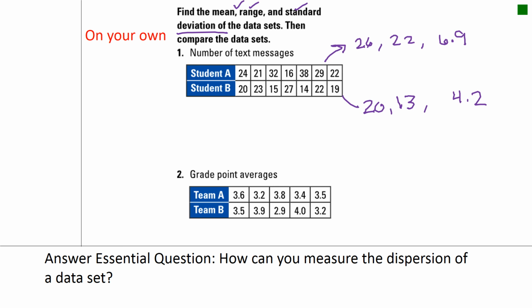In comparing student A to student B, student A's mean, range, and standard deviation are all greater than student B's. So they send more text messages, and they're not very consistent in their text messaging. For team A, you should have gotten a mean of 3.5, a range of 0.6, and a standard deviation of 0.2. Everything is pretty close together with that 0.2. That's pretty small. Team B should have gotten 3.5, 1.1 for the range, and 0.4 for the standard deviation. When comparing, the means are equal, but Team B's range and standard deviation are greater than Team A's, which means Team B has a little more distance in between their data and the mean.